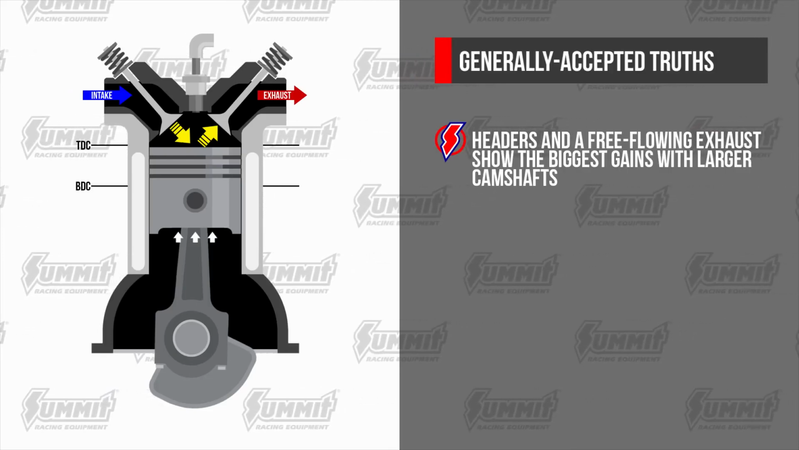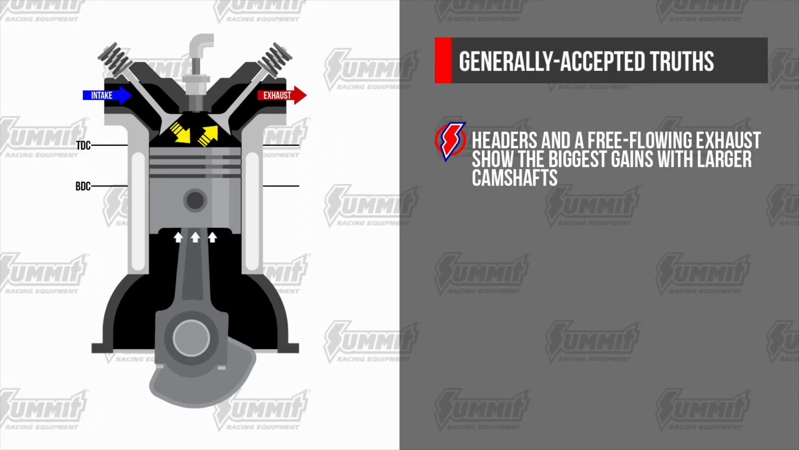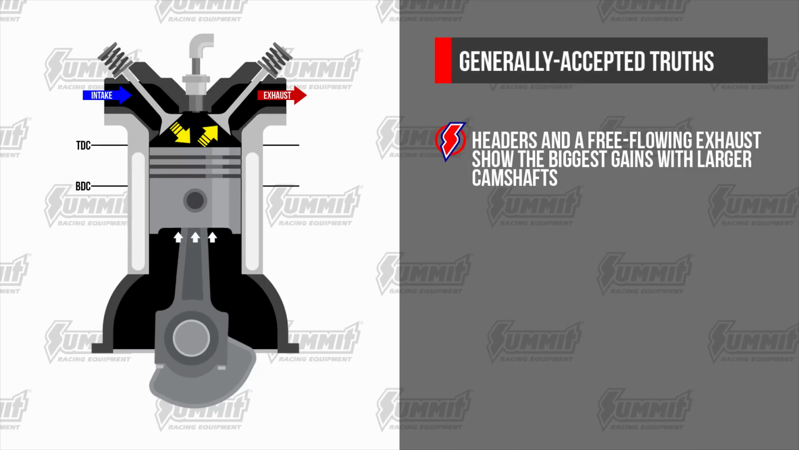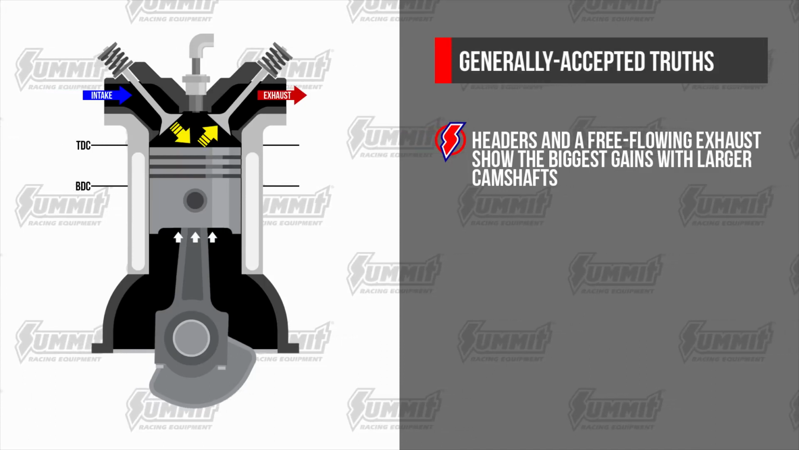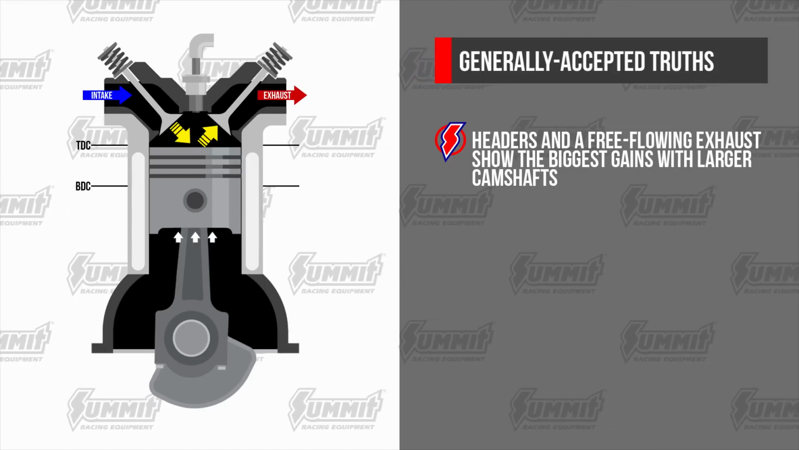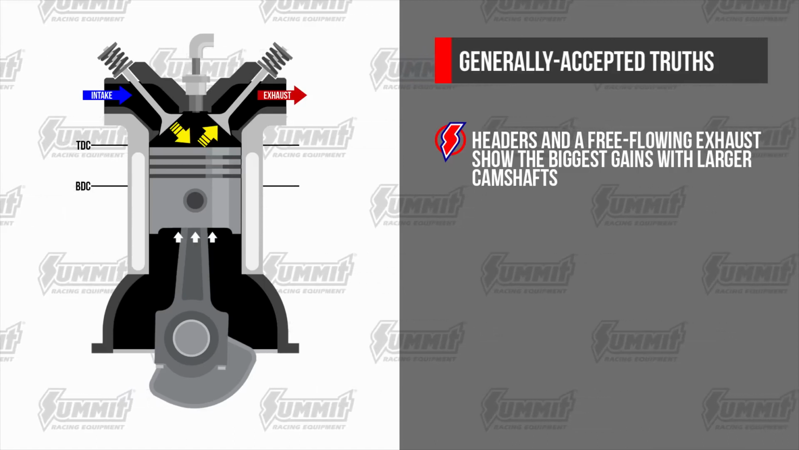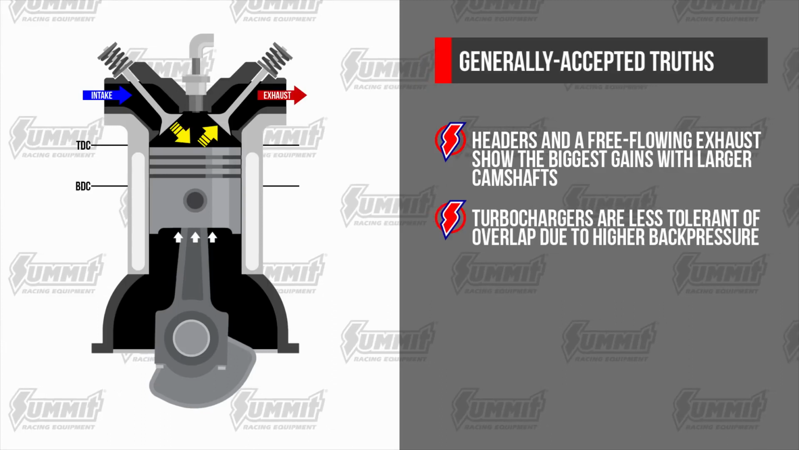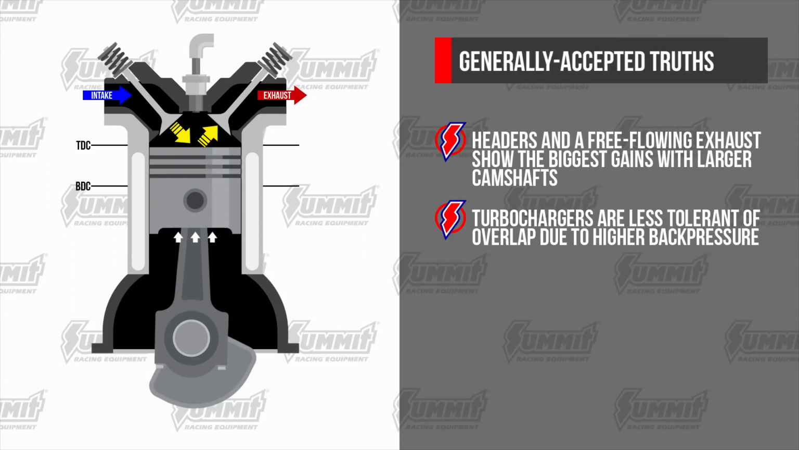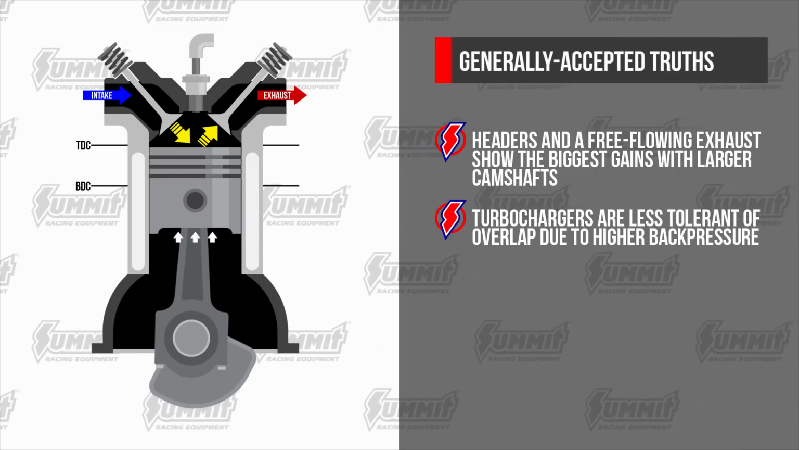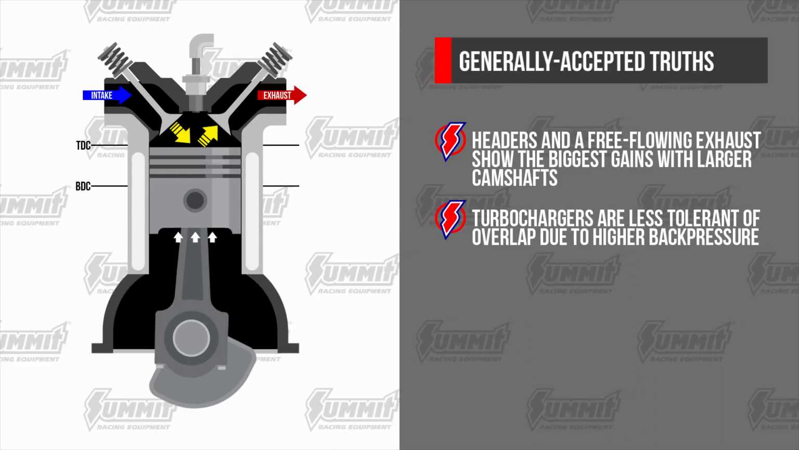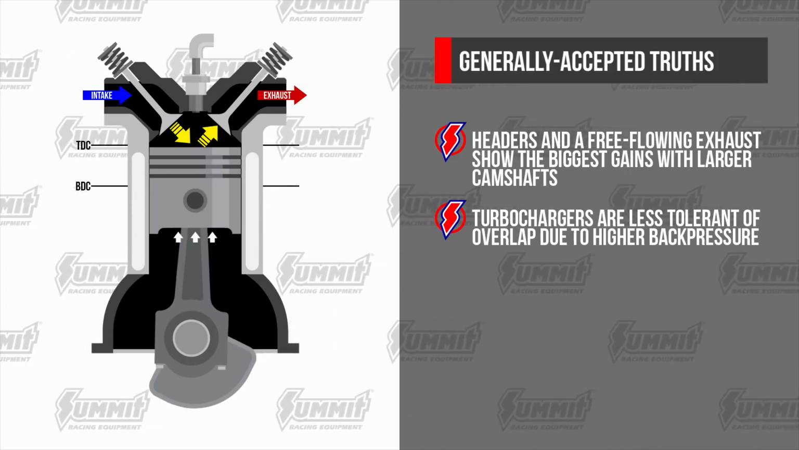Headers and free-flowing exhausts show the biggest gains with larger cams. A standard exhaust system may have up to 10 pounds of back pressure at redline under wide open throttle. A free-flowing exhaust will have less than 1 pound, and this reduces the effects of reversion by keeping flow going the right direction. A turbocharger is even less tolerant of overlap because back pressure may be as high as 3 to 1. In other words, you may have 30 pounds of back pressure for every 10 pounds of boost. This exaggerates reversion and is the reason turbo cams have minimal overlap.